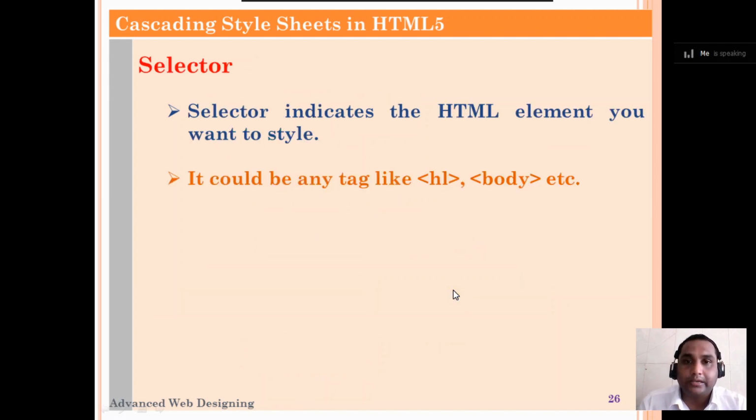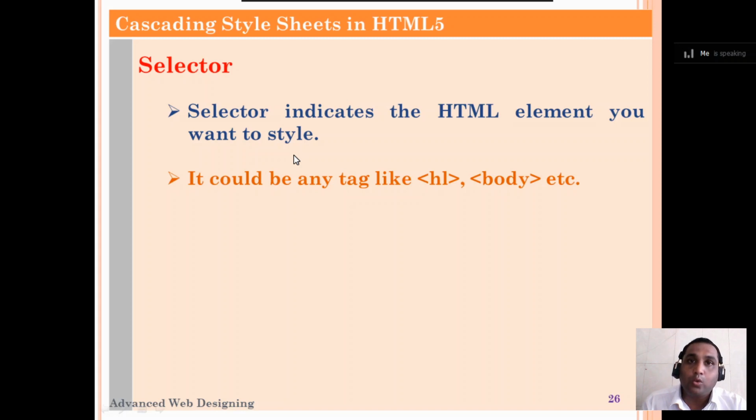Okay, now what is a selector? Selector indicates the HTML element you want to style. Which HTML element do you want to give a style? Cascading Style Sheet is a style sheet, and you give some particular style. An HTML element may already have some style, but you are overriding it and defining your own style. So the HTML element to which you want to give your own style is a selector in CSS.